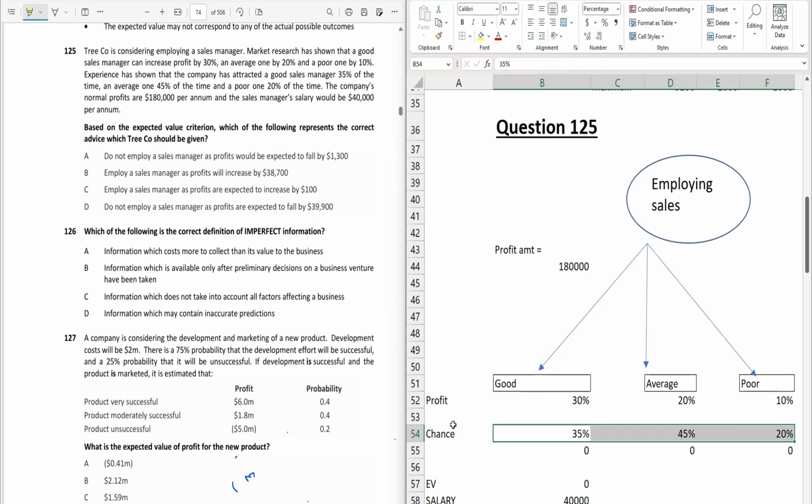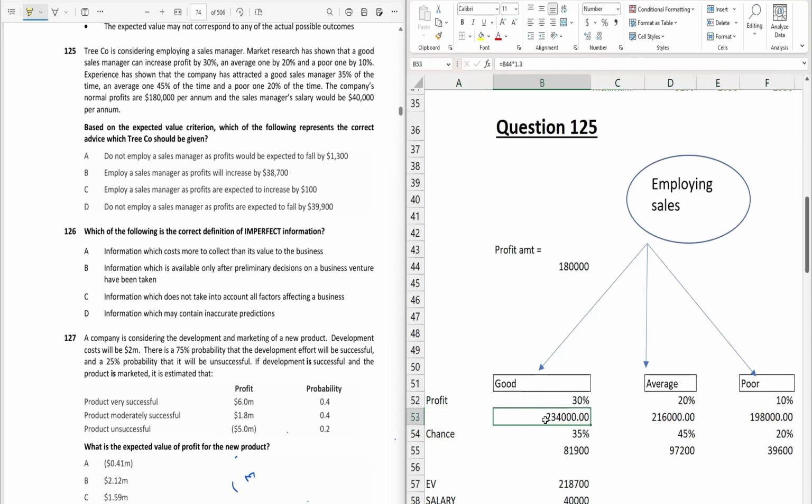Now, we will calculate the profit, that if we hire the good manager, by what amount our profit will increase. So if we hire the good manager, our profit will increase by 30%, which will be equal to 234,000. But if we hire the average manager, our profit will increase by 20%. That means 180,000 into 1.2, that will give the profit of 260,000. And similarly for the poor, it will be equal to 198,000. So now we will multiply this profit with the expected probability in order to calculate the expected value.